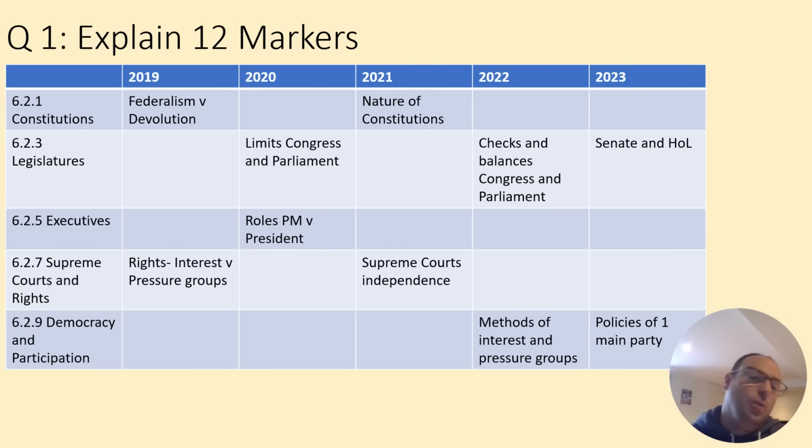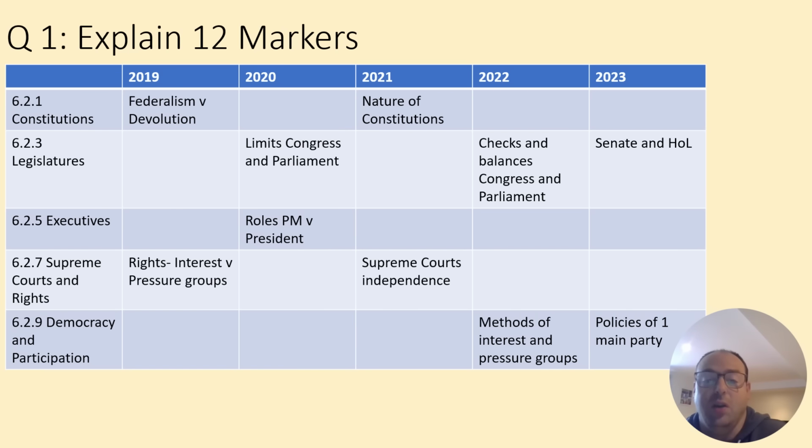So there's been some nice ones. So we can see in 2019 they asked about federalism versus devolution, and they asked about the impact of interest groups in the US and pressure groups in the UK. In 2020 we had limits on Congress and Parliament and roles of Prime Minister and President. In 2021 we had the nature of the constitutions and Supreme Court. The Supreme Court's now independent, now they're guaranteed independence. In 2022 we've got checks and balances on Congress and Parliament, which obviously is very, very different because there's very little check on the power of Parliament and quite a lot on the power of Congress.